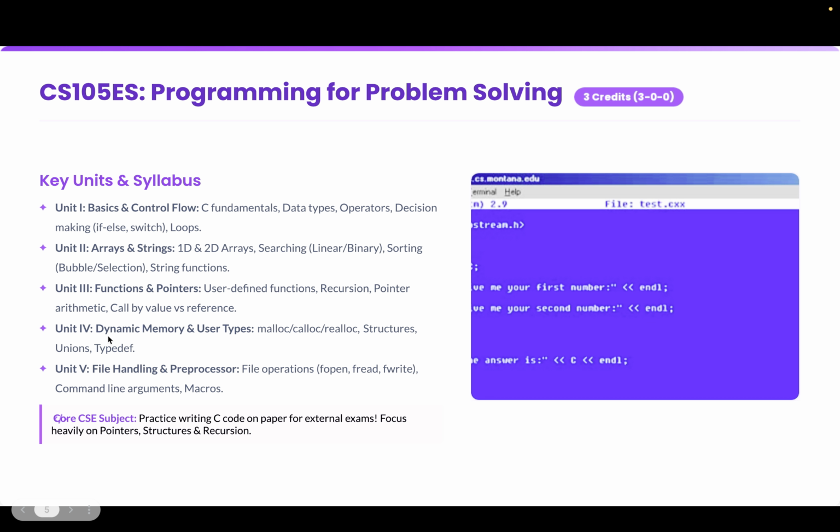And unit number 4, dynamic memory and user defined types, where you will be dealing with malloc, calloc, realloc, structures, unions, and type definitions, etc. And in unit number 5, you will be dealing with file handling and preprocessor, where the topics are file operations, fopen, fread, file read, file write, etc., and command line arguments, and macros. We'll make a clear examination related video after some time, so it is easy for you to understand how to attend the examinations.